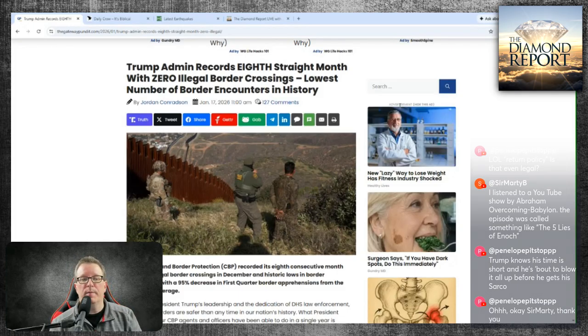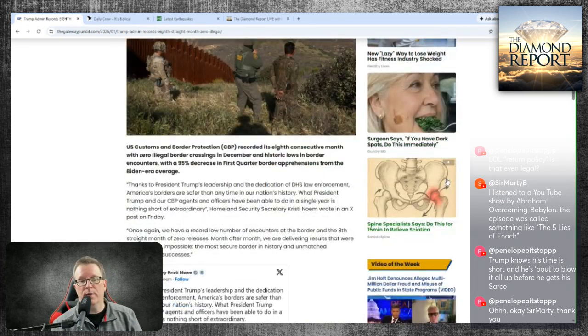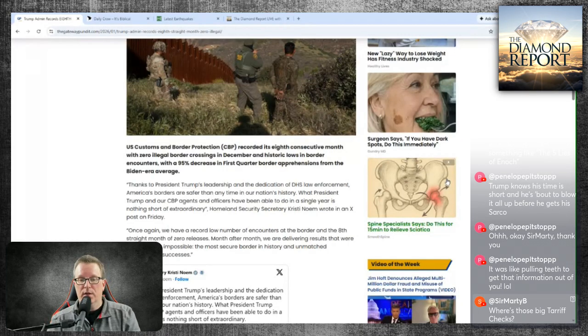All right, and it says Trump administration records eighth straight month with zero illegal border crossings, lowest number of border encounters in history. U.S. Customs and Border Protection recorded its eighth consecutive month with zero illegal border crossings in December and historic lows in border encounters, with a 95% decrease in the first quarter border apprehensions from the Biden-era average. That's saying a lot, too, because I don't know how many people were coming over per month.